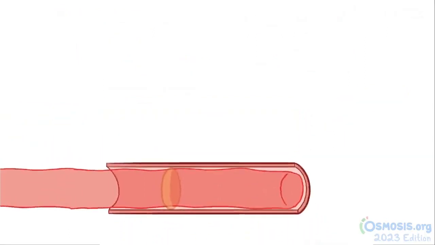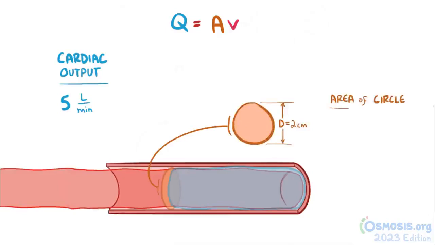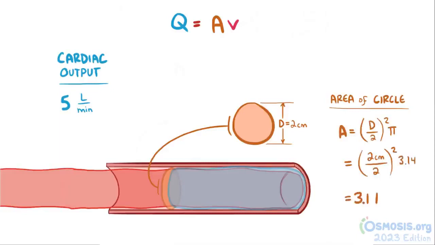Alright, so as an example, let's say that we want to calculate blood velocity, and we already have a person's cardiac output of 5 liters per minute, which is average for an adult, as well as the diameter of their aorta, which is 2 centimeters. First off, using the equation for the area of a circle, which is diameter over 2 squared times pi, we get 2 centimeters divided by 2 squared times pi, which is 3.14 centimeters squared.